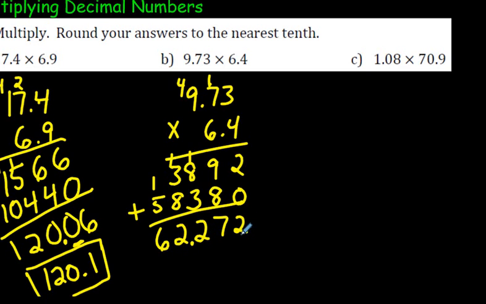62.272 is our answer, but it says round to the nearest tenth, so let's round to the nearest tenth. That 2 is going to become, yes, you've got it, a 3. 62.3. Why did it become a 3? Because the number to the right was a 7. Anything 5 or bigger will make this one go up 1. So 62.3, good to go for that one.